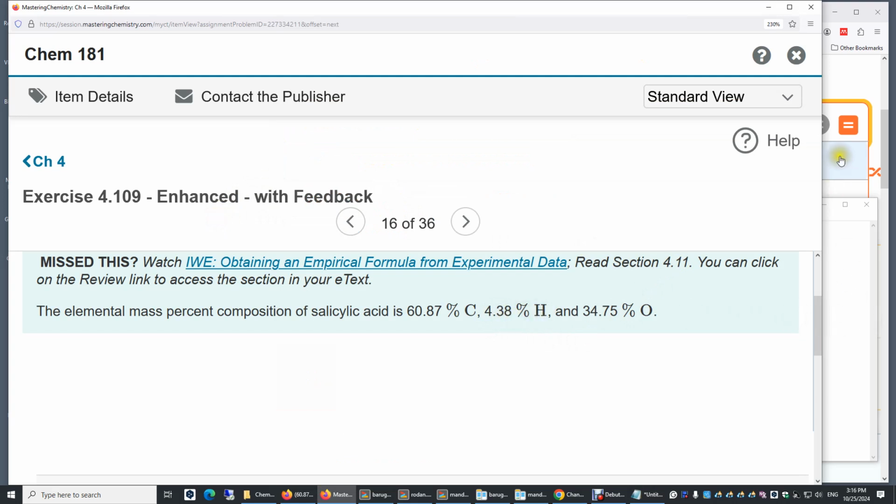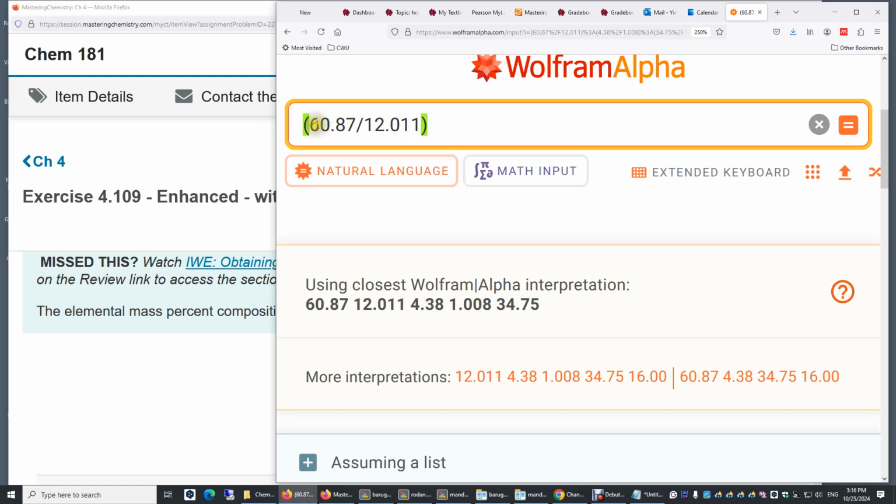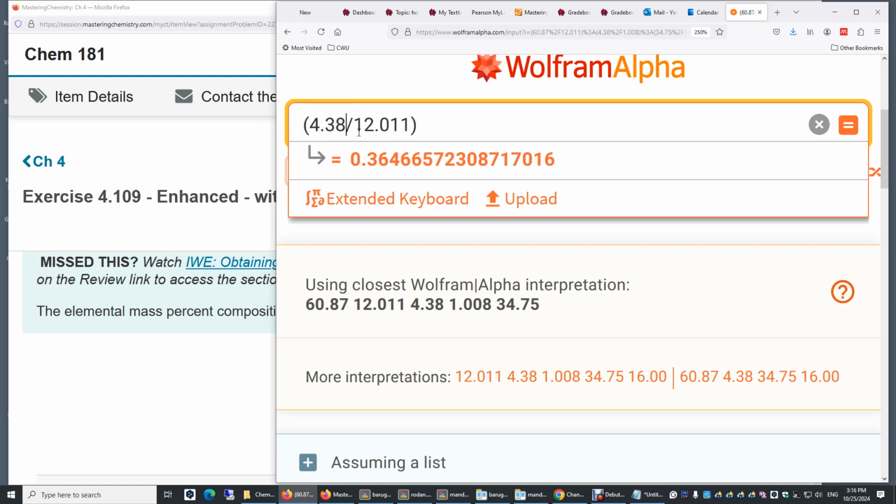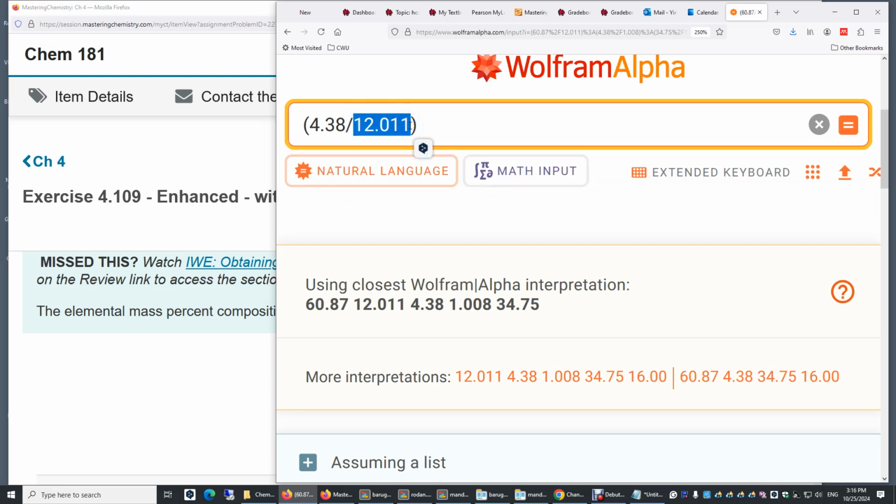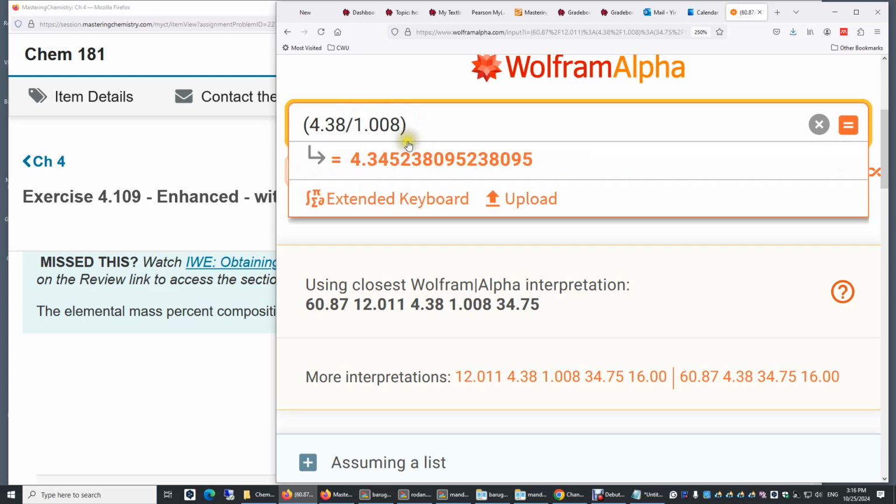4.38% hydrogen. So that means we have 4.38 grams of hydrogen atoms in 100 grams of sample. And now the molar mass of hydrogen. So we got 4.345.